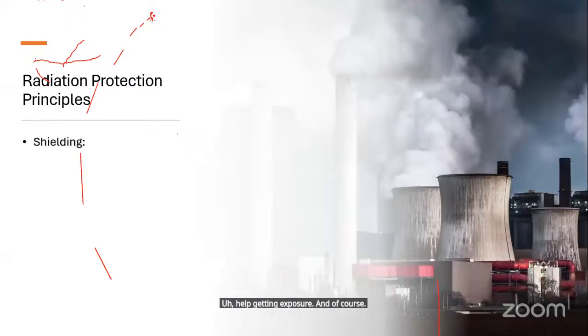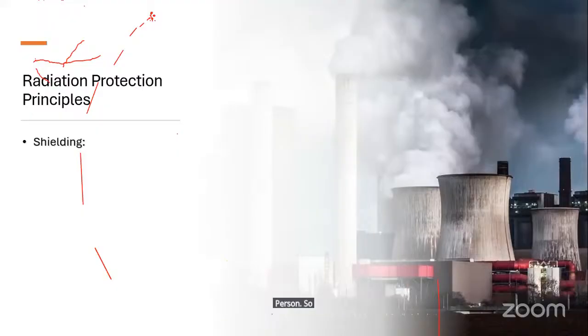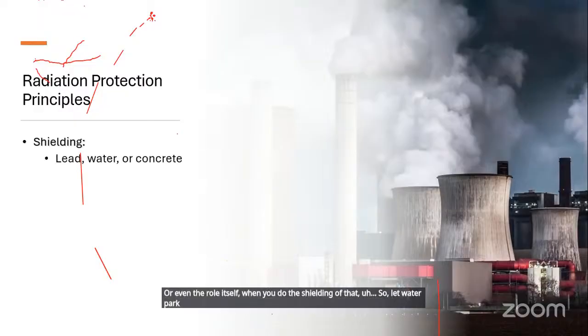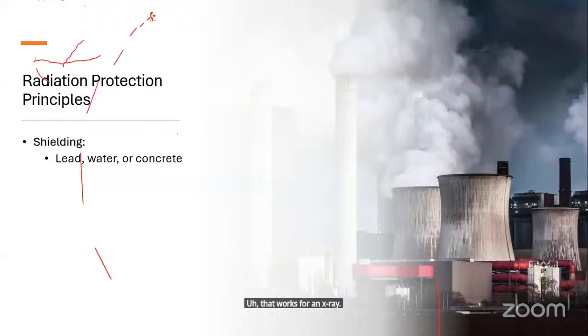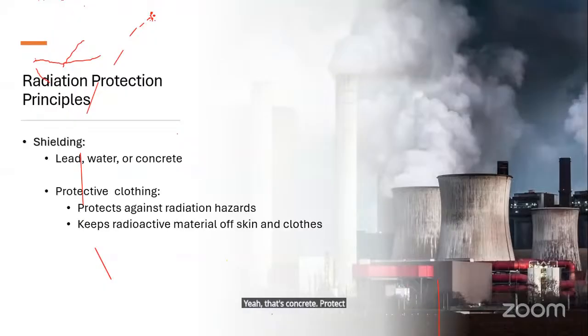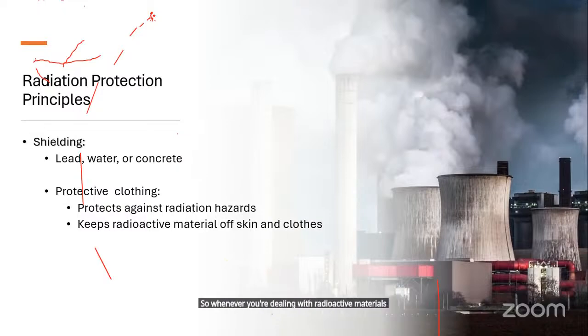And of course, the shielding. Shielding is material used between the source and the person. It could be the PPEs, the lead aprons, the gonad and thyroid shields, or even the room itself when you do the shielding of that room. So lead, water, or concrete can be a good barrier against the source of radiation. Lead works for X-rays, and water and concrete work for neutrons and radioactive materials. Protective clothing protects against radiation hazards and keeps radioactive materials off your skin and your clothes. So whenever you're dealing with radioactive materials, you need to make sure that you have your PPEs.